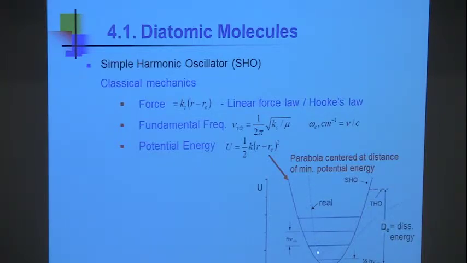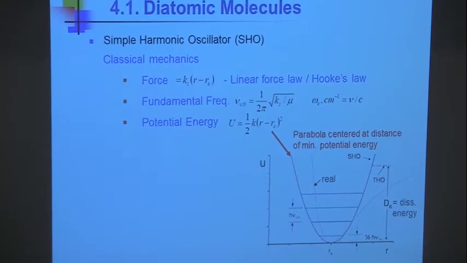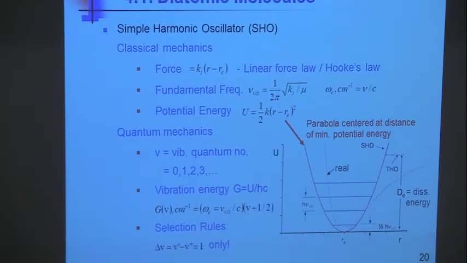Now here's the real molecule. The real molecule is not parabolic. It's steeper on the compression side. As you push those two nuclei together, these electrons start pushing against each other. They're not happy. If you pull it apart, it gets lazier and lazier and lazier, and it'll eventually dissociate. That's the real molecule. Now, quantum mechanics.